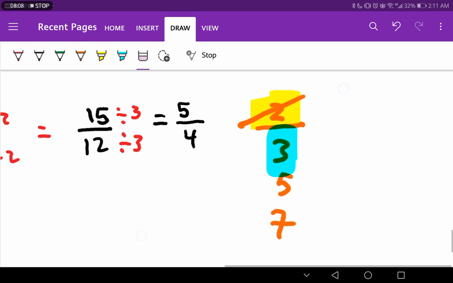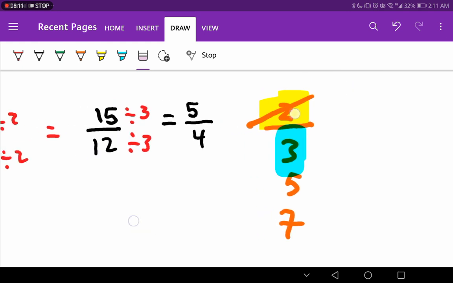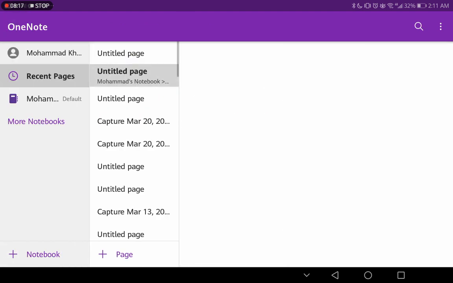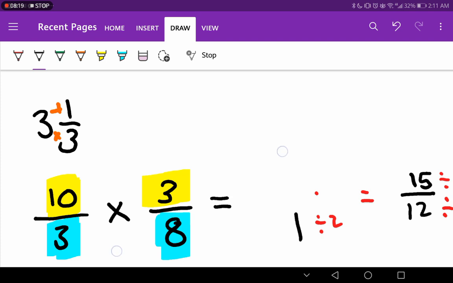Okay, but the eraser is not working now, so let me do something. I will fix it with this. Okay, now I hope it works.